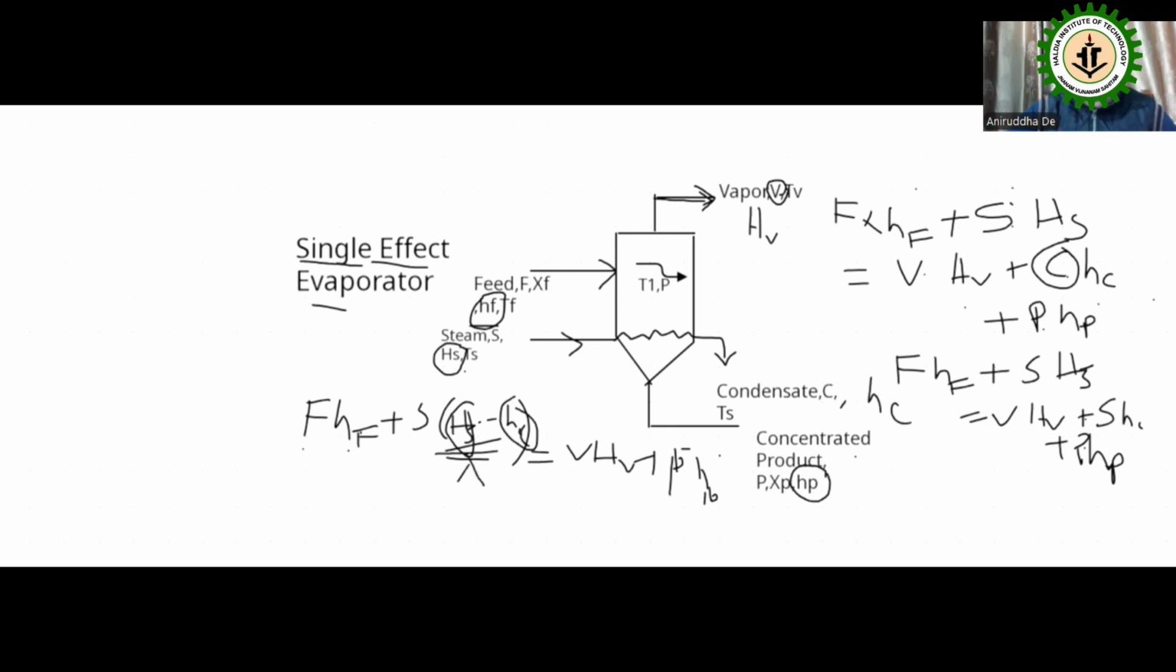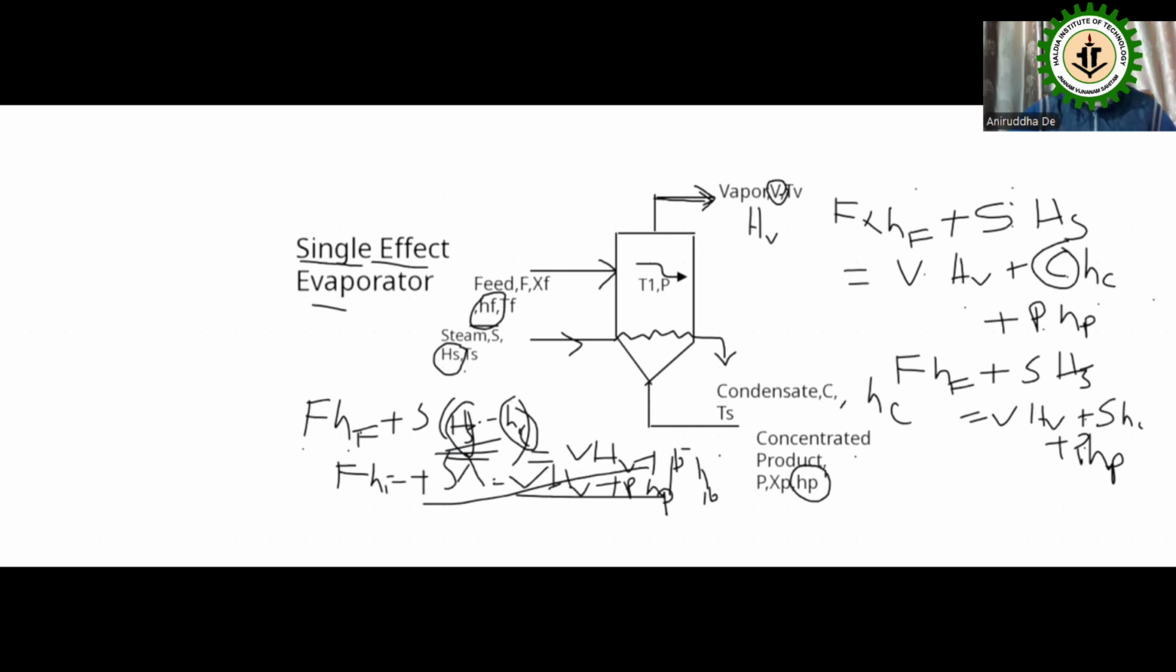Okay, so we can write F into HF plus S into lambda is equal to V into HV plus P into HP. Okay, so this is the total energy balance we can write from here. So lambda is the latent heat of condensation of steam.